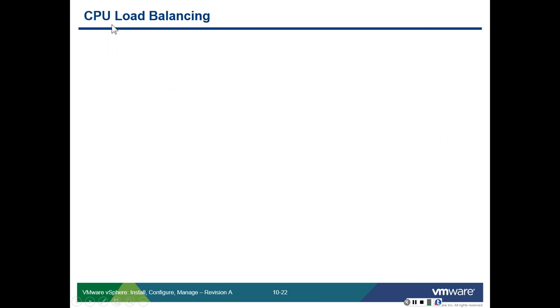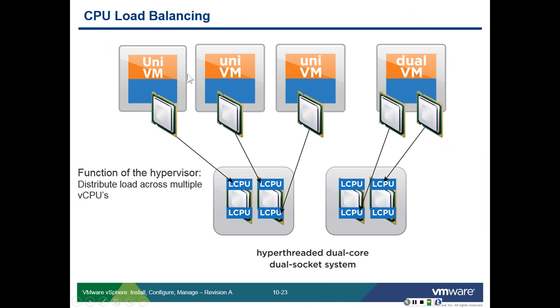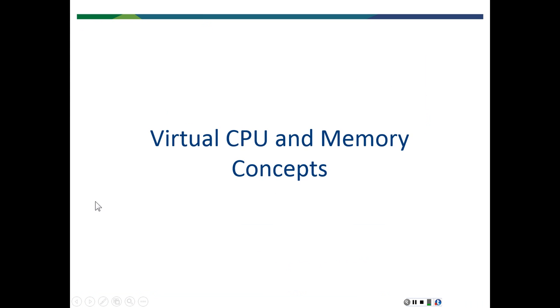CPU load balancing. If you have multiple virtual machines running on multiple CPUs, the function of the hypervisor is to distribute the load across the virtual CPUs. And this concludes our section on virtual CPU and memory concepts.